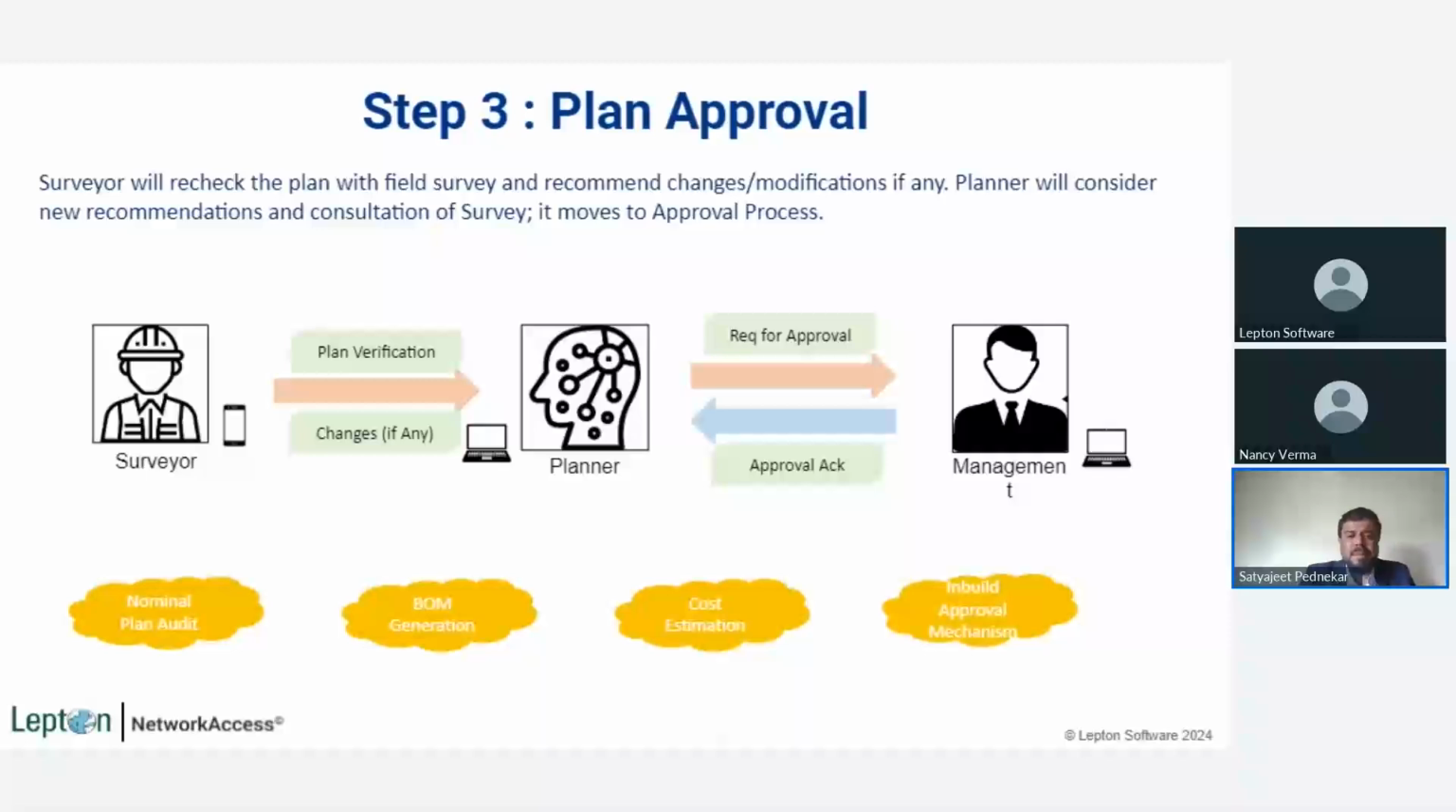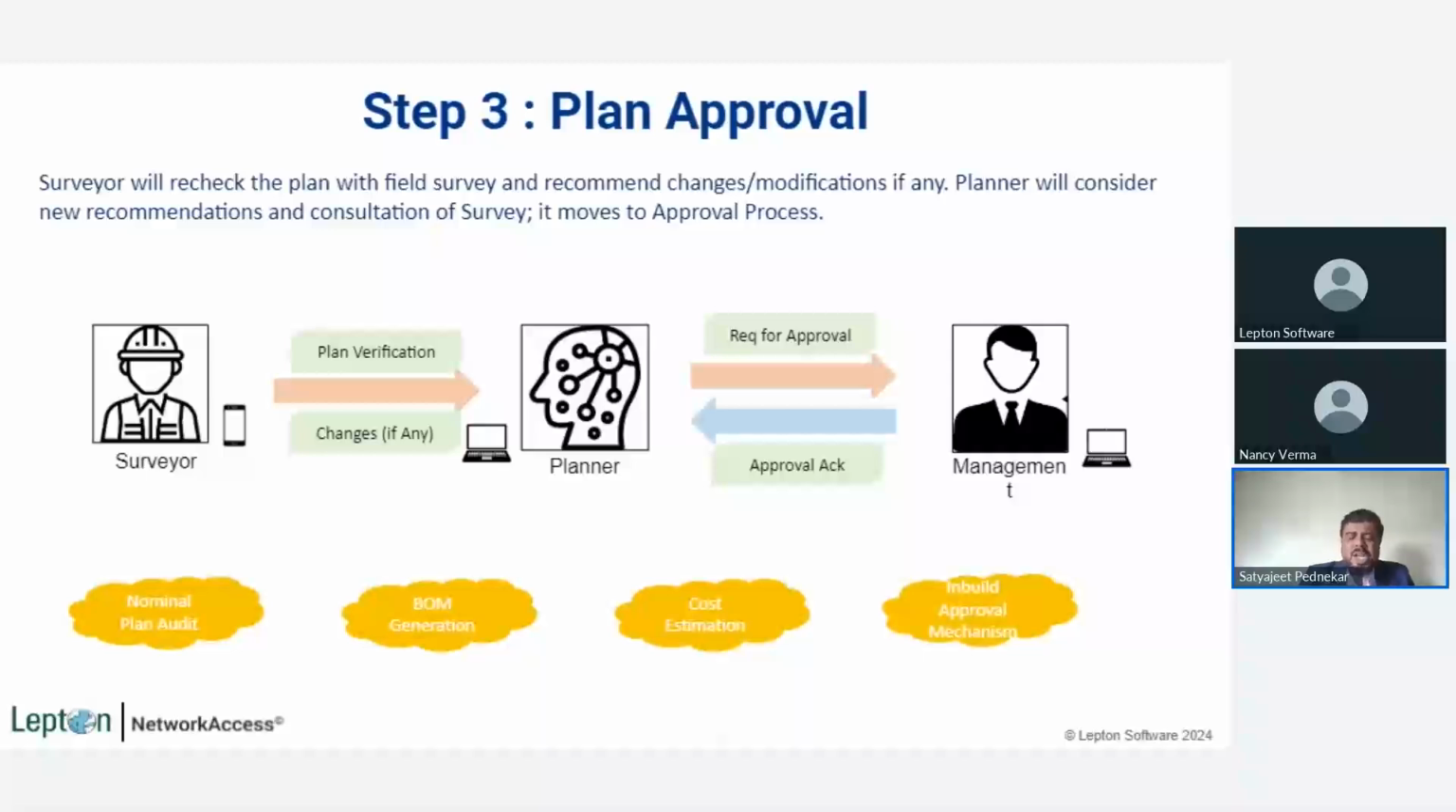The management is basically the key decision maker who will commit the capex to deploy the fiber or build the network as per the plan. So the planner can raise the request for plan approval towards the management.